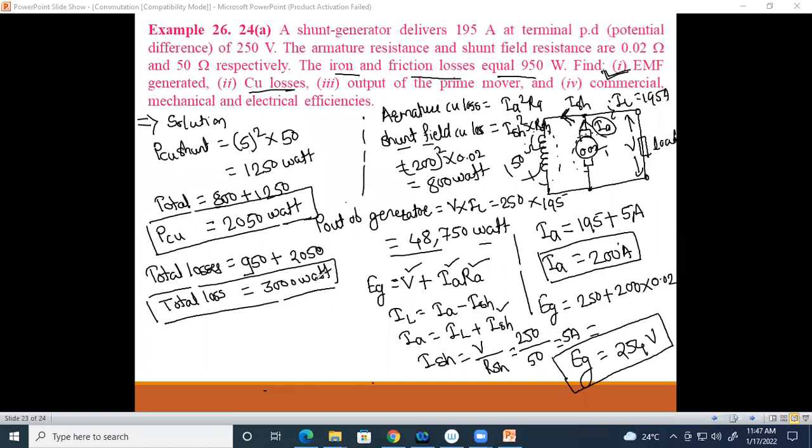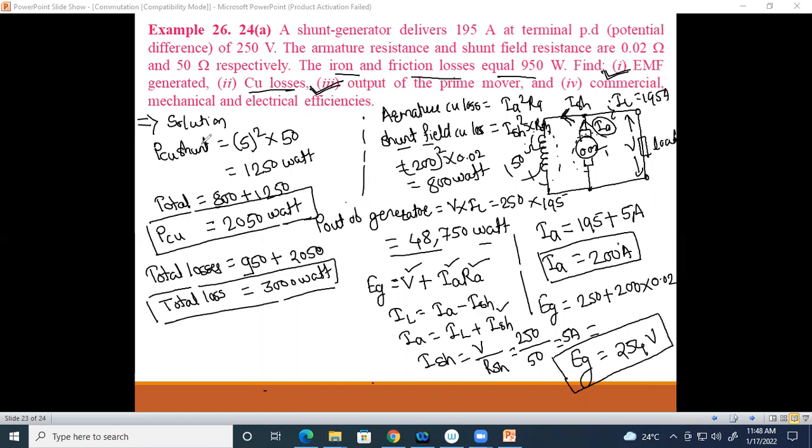Okay, getting इथपर्यंत लक्ष आलं? Yes, sir. Now what we want to calculate next? Output of the prime mover. Output of the prime mover means input of the generator, right?